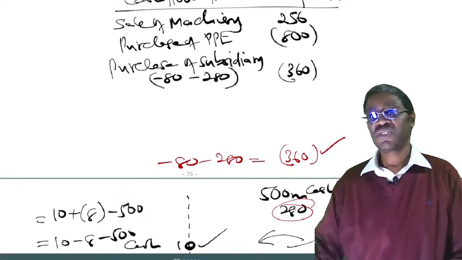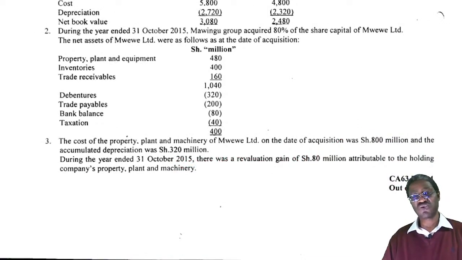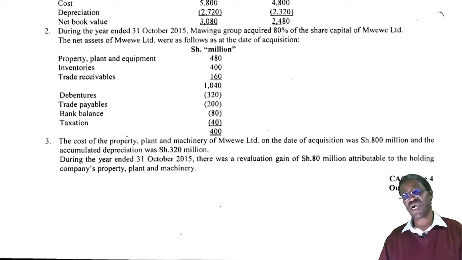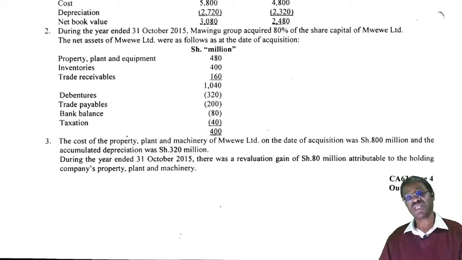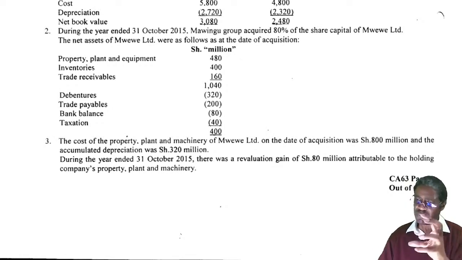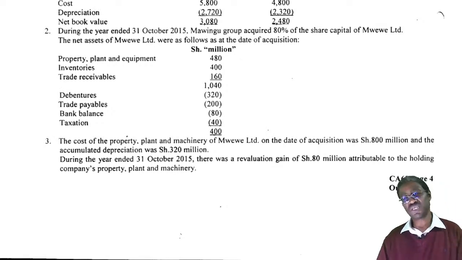We go to note number three now. We are still looking for investing activities. Good. So note number two, that's gone. Number three, they are saying the cost of the property, plant and equipment in Mwewe Limited was 800 million, accumulated depreciation of 320. All that note three, if you remember, we used it when we were analyzing the account of the property, plant and equipment. So there is nothing there that is cash involved. No. Instead, we were putting all this information in the account called property, plant and equipment, which helped me to get the cash paid to acquire new ones. So ideally, note number three is gone.